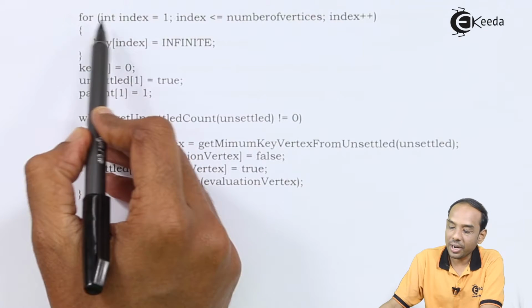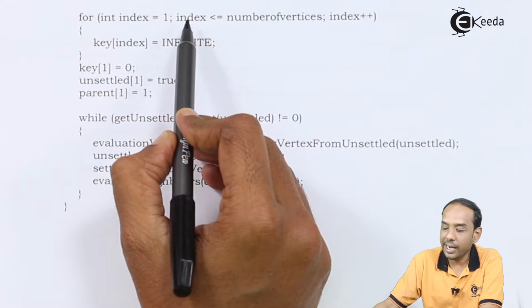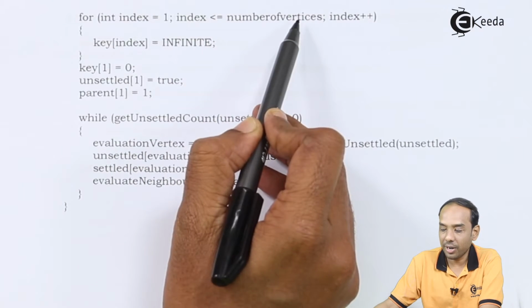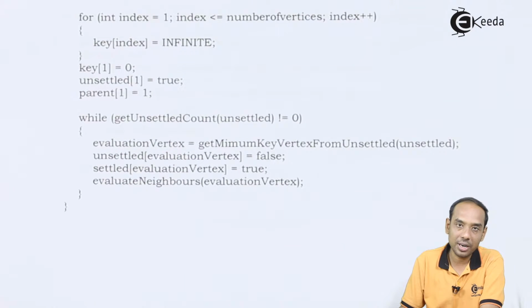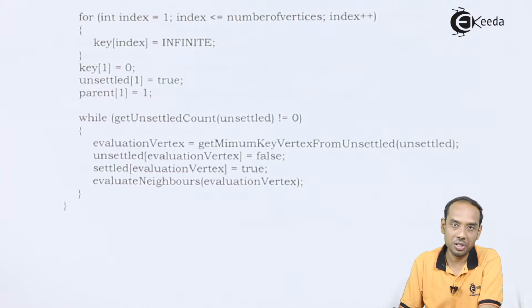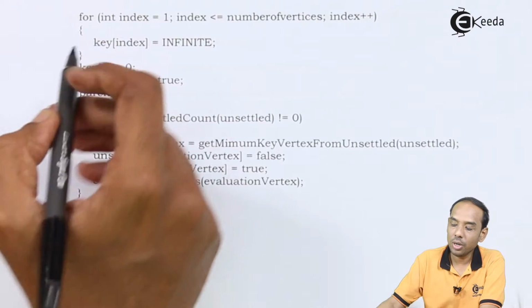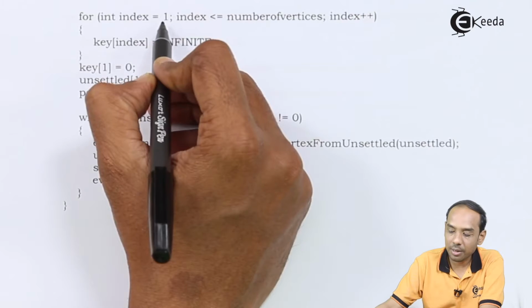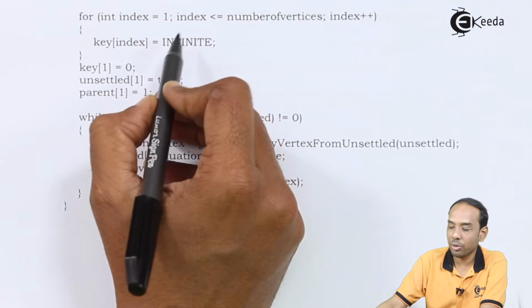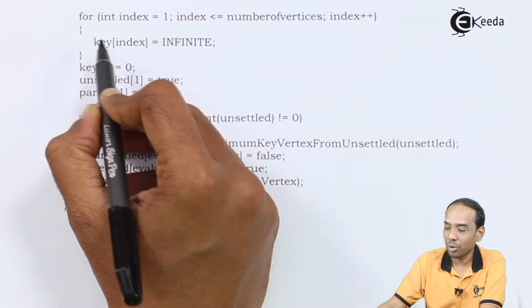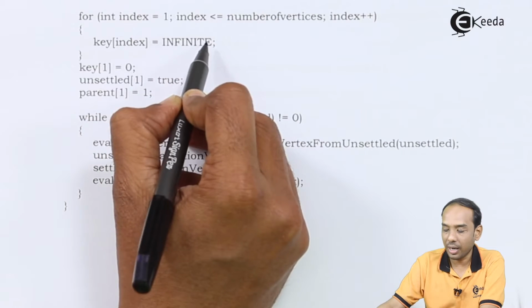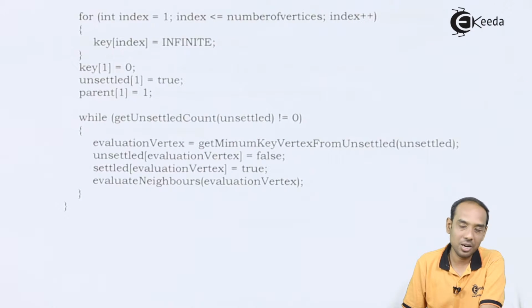We write for int index equal to 1, index less than equal to number of vertices. If this holds, then we need to transfer the value of infinite, which we have taken as 999, indicating that it is unreachable, to the keys. We write key index, that is the index number taken, equal to infinite. So this value is 999. So key index is going to be 999, indicating that it is unreachable.